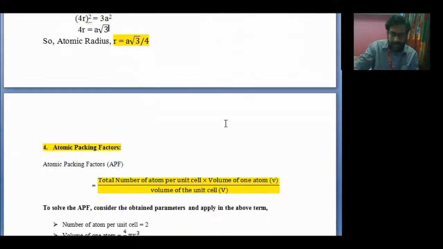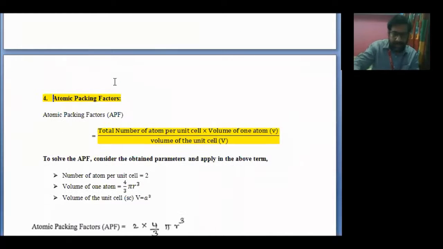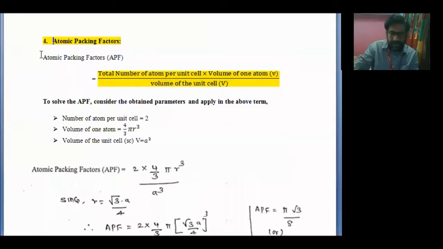The last parameter is the atomic packing factor. As we all know, the atomic packing factor is the total number of atoms per unit cell times the volume of one atom divided by the volume of the unit cell.